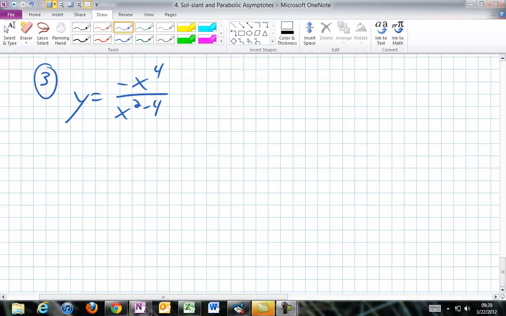Morning. Since we were so eager to graph this last one, I thought we would do it on a video. The equation is y is equal to negative x to the 4th over x squared minus 4. This is an equation where the degree of the numerator is greater than the degree of the denominator. We have to use this method to graph it.